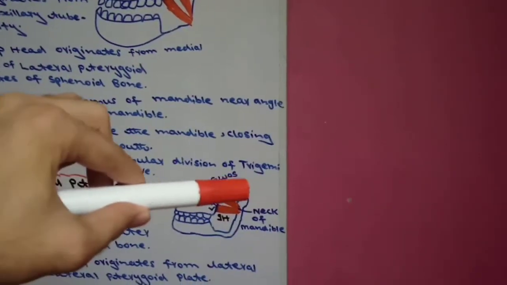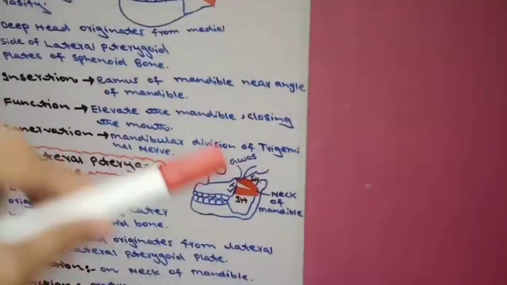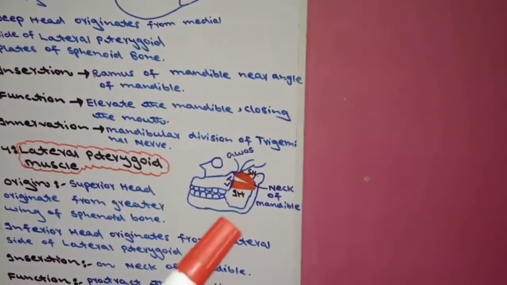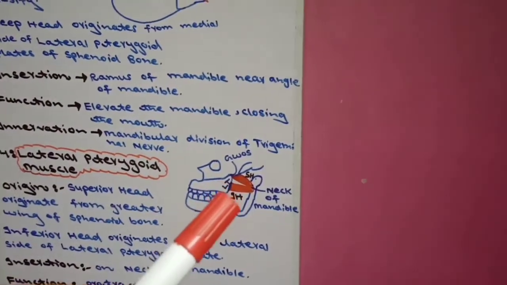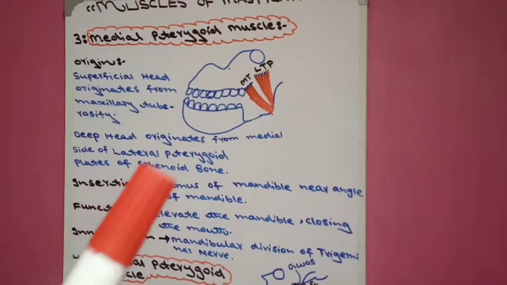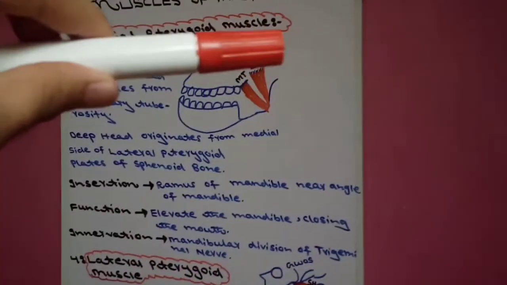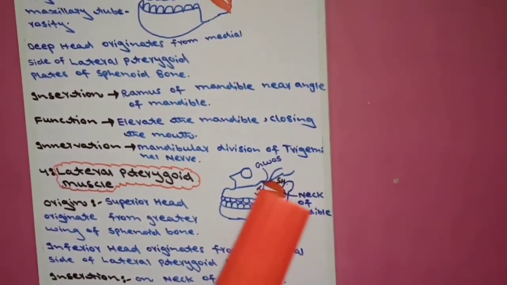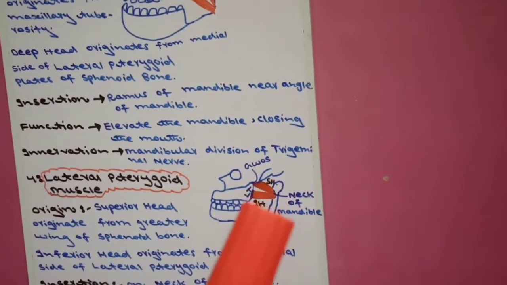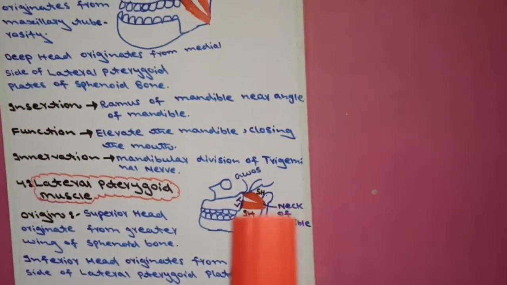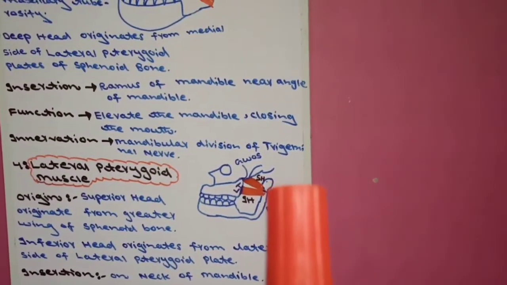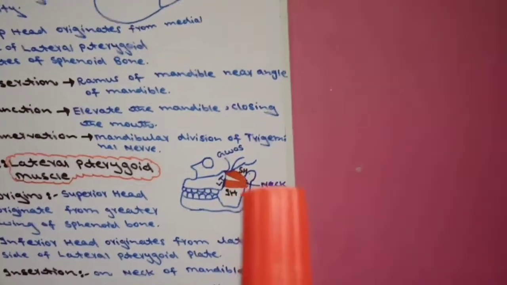This is the superior head, SH. This is the inferior head. The superior head originates from the greater wing of sphenoid bone. The inferior head originates from the lateral side of the lateral pterygoid plate of sphenoid bone. The deep part of the medial pterygoid originates from the medial surface of the lateral pterygoid plate, but the inferior head of the lateral pterygoid originates from the lateral side of it. Both heads insert on the neck of the mandible, which is present below the condyle of the mandible.